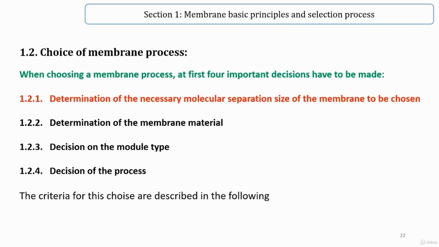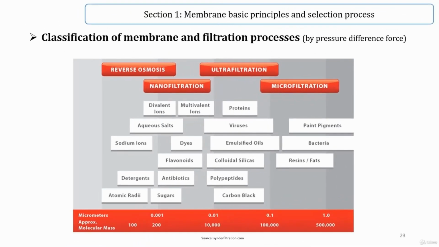Let's start with the first step. Determination of the necessary molecular separation size of the membrane to be chosen. Classification of membrane and filtration processes. The membrane processes, microfiltration, ultrafiltration, nanofiltration, and reverse osmosis, are classified according to the size or molar mass of the separated substances. Their different molecular separation sizes allow for the choice of the suited process for the particular task.